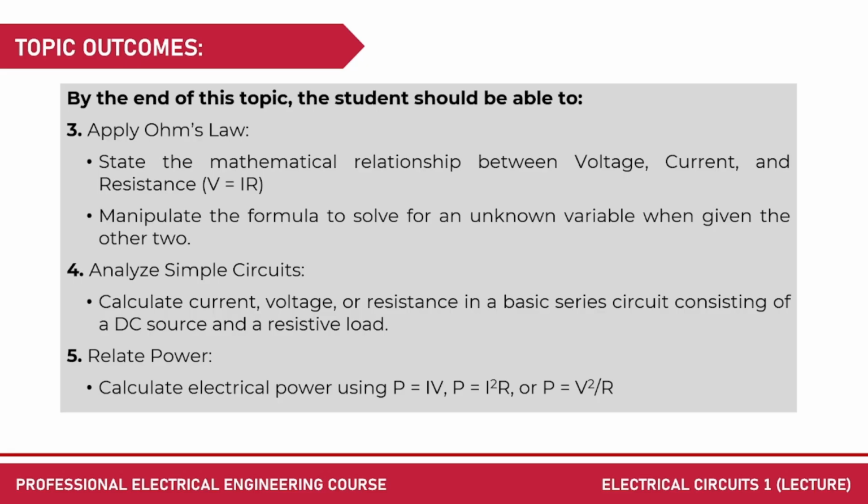So we're going to go back to what? To V is equal to IR. Remember that in your Physics 105, we talked about this one already, or you talked about this one already in your past courses. Next is to analyze simple circuits, calculate the current, voltage, or resistance in a basic series circuit consisting of a DC source and a resistive load, and calculate electric power using P is equal to IV, P is equal to I squared R, or P is equal to V squared over R. Okay, so now we're going to start with this.